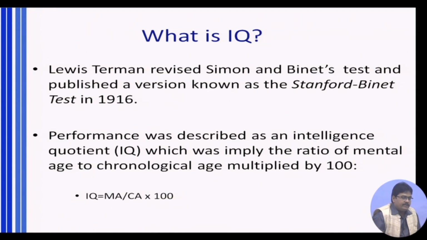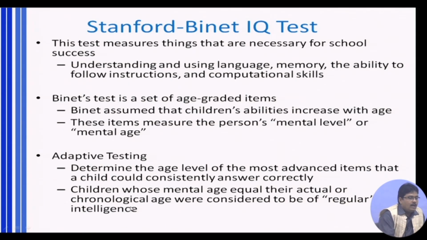Lewis Terman revised the Simon-Binet test and published a version known as the Stanford-Binet test in the year 1916. However, performance was described as an intelligence quotient, which implied the ratio of mental age to chronological age multiplied by 100, and the formula is IQ equals MA by CA into 100.